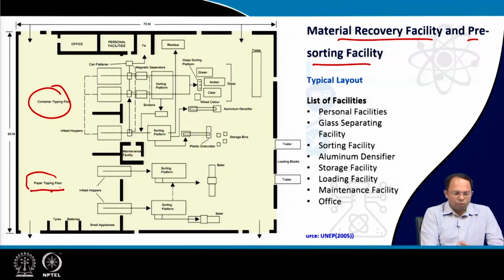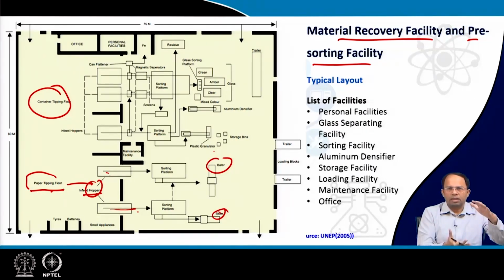First we put the waste into these hoppers where the waste is loaded, and from the hopper it goes onto the sorting platforms, the conveyor belt. This is the sorting platform. Once the waste is sorted, we can bale the waste, right? We can make them into big bales or big rectangular packs, and then we can sell it, or we can transport it to further recycling facilities.